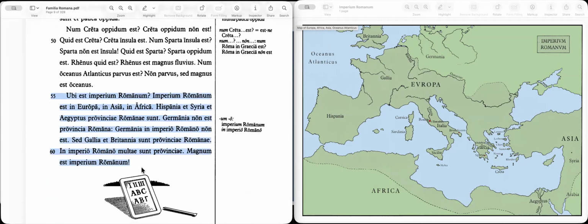Who wants to do the last one? Let's see, who haven't I heard anything from? Who haven't I heard? Amanda, how about you? Give it a try.